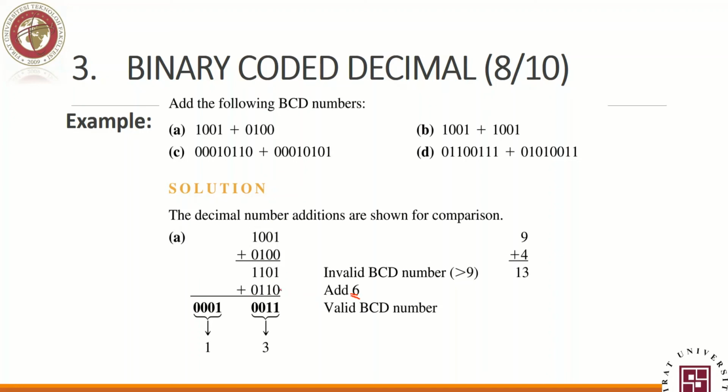1 plus 0, that's 1. 0 plus 1, that's 1. 1 plus 1 is 0 with 1 carried. 1 plus 1 is 0 with 1 carried, plus 0 is 0. So we have 1 somewhere carried. Keep it aside. This one is a valid BCD, and we have a carry.